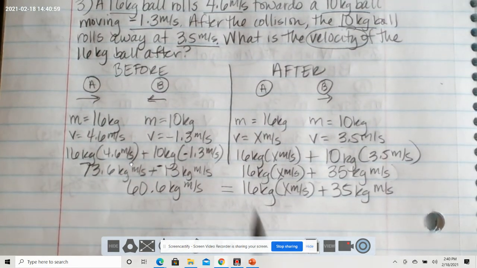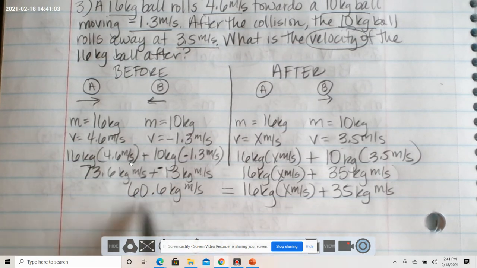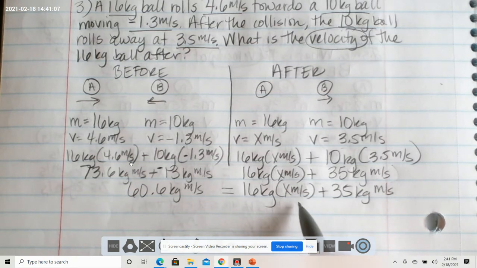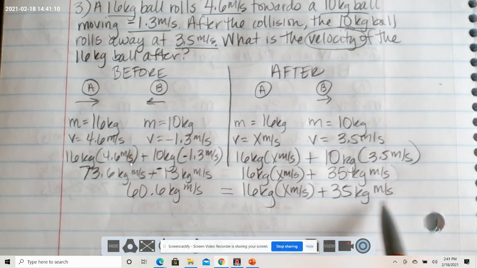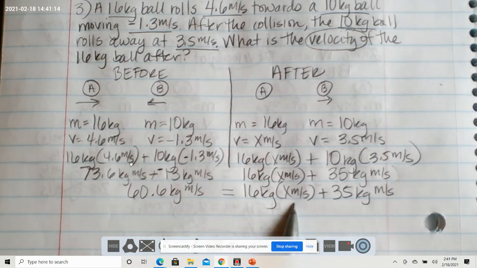So now I have a problem that I can solve. I have 60 kilograms meters per second on this side. I have 16 kilograms times x meters per second plus 35 kilograms meters per second on this side. So what do I need to do? I got to get x by itself, just like we did the last time we did an elastic collision.